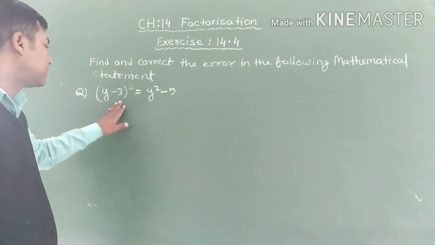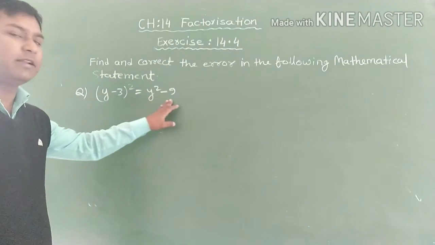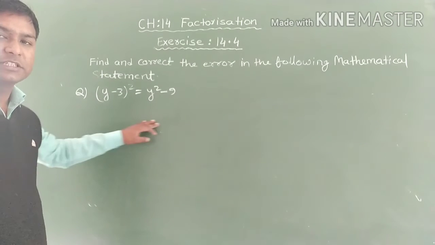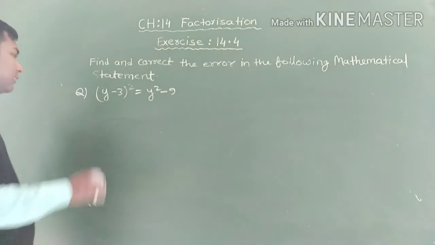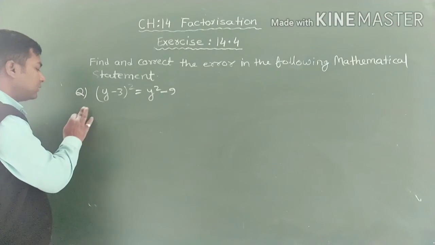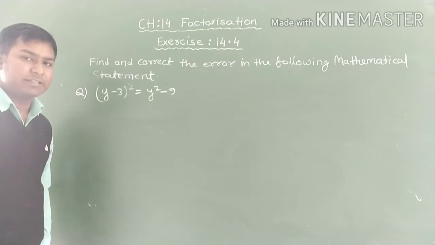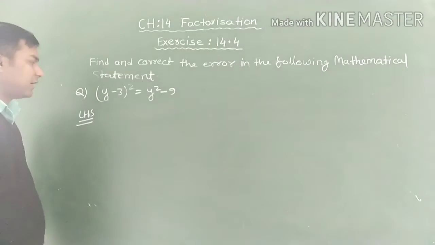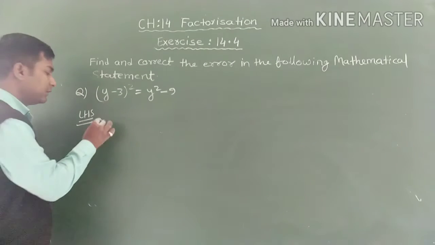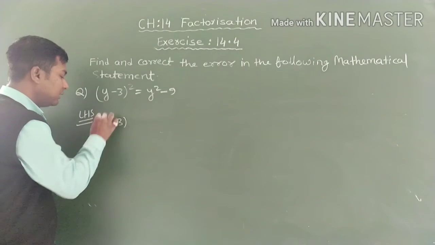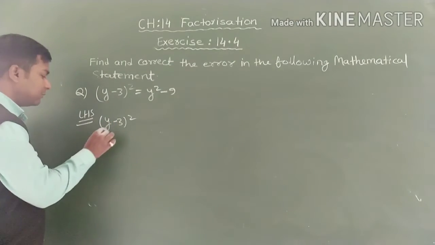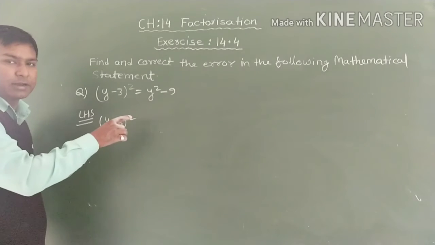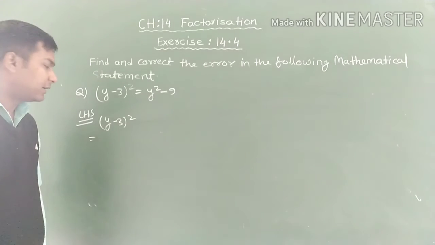y minus 3 whole square equals y square minus 9. So this expression is given. Now how can we solve it? First of all, we have to take the LHS part. So the LHS part is y minus 3 whole square. Now to simplify this, for a minus b whole square, we can apply the formula here.